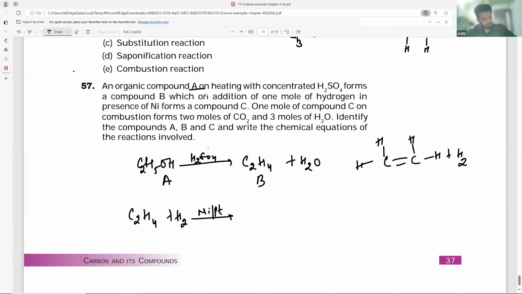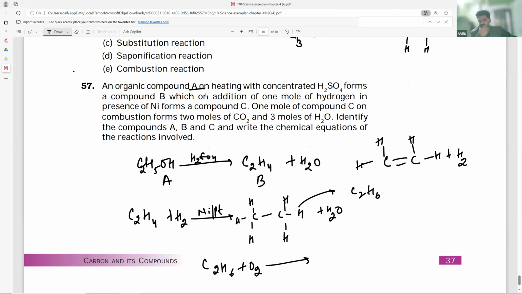Madhya, tell me. The saturated compound, ethane, not ethanol. Yes. It will give you C2H6. And when C2H6 is oxidized, then it will give you what? CO2 and water.